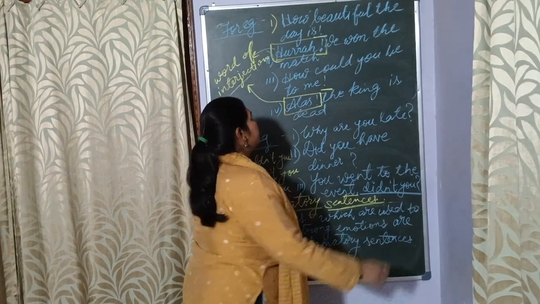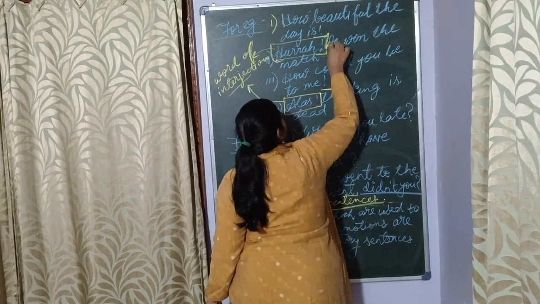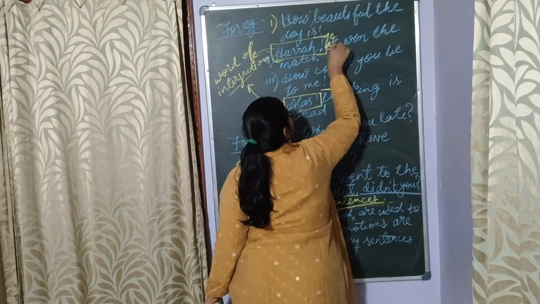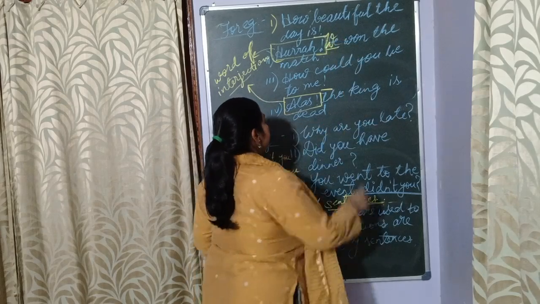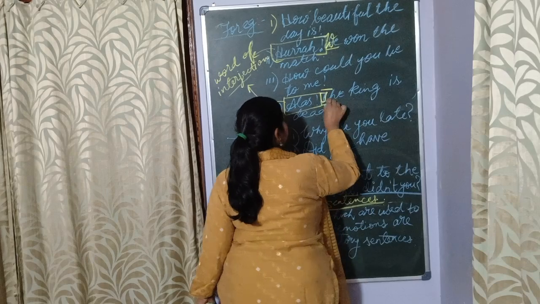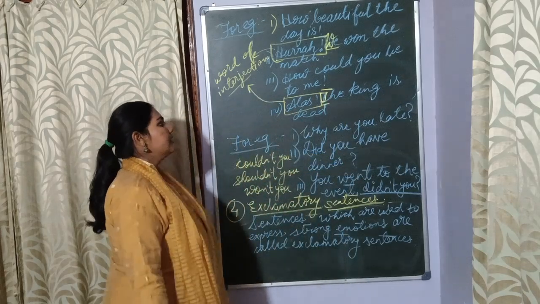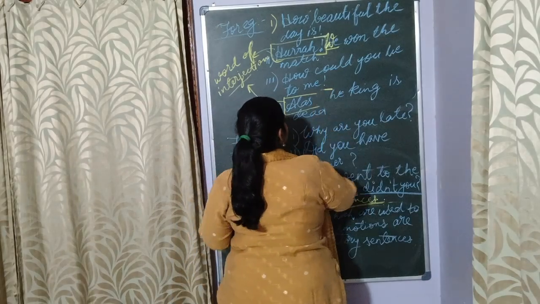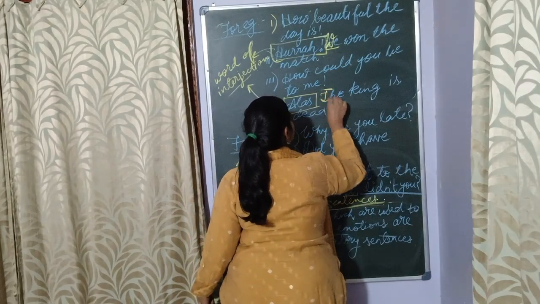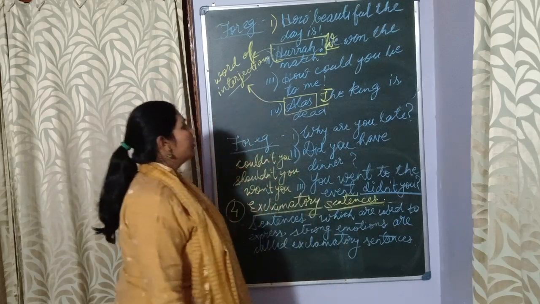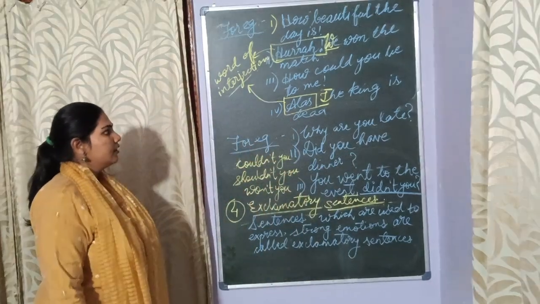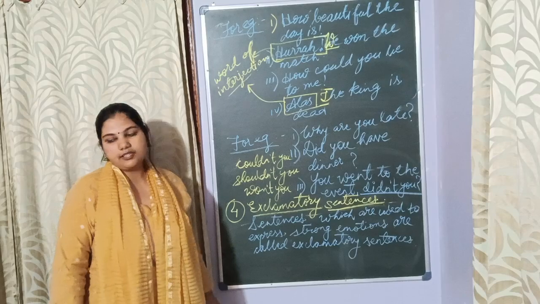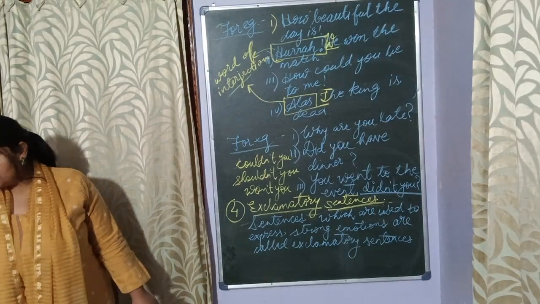You can see the word, this is a capital W. Here also, alas. This is a capital T. The king is dead. Okay? All of them are sentences which are exclamatory in nature.